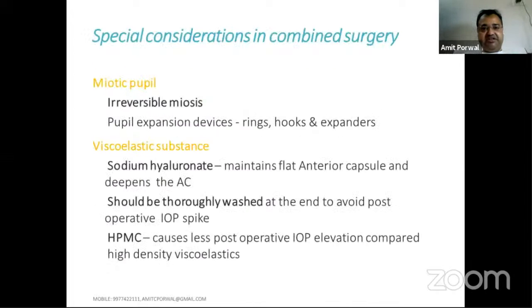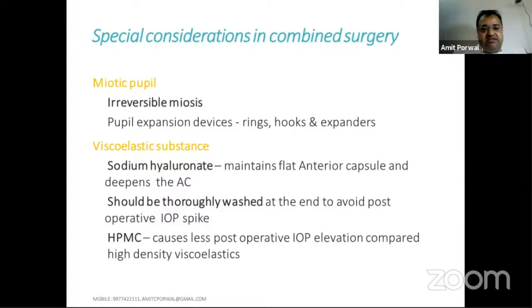Special considerations in combined surgery, that is phaco-trab, arise especially when we encounter a miotic pupil, where there is an irreversible miosis. So we have to pre-plan before the surgery. How are we going to manage this miotic pupil? There are pupil expansion devices like rings, hooks, and expanders, and we have to be prepared with one of these devices, and we should be well versed in implanting them.